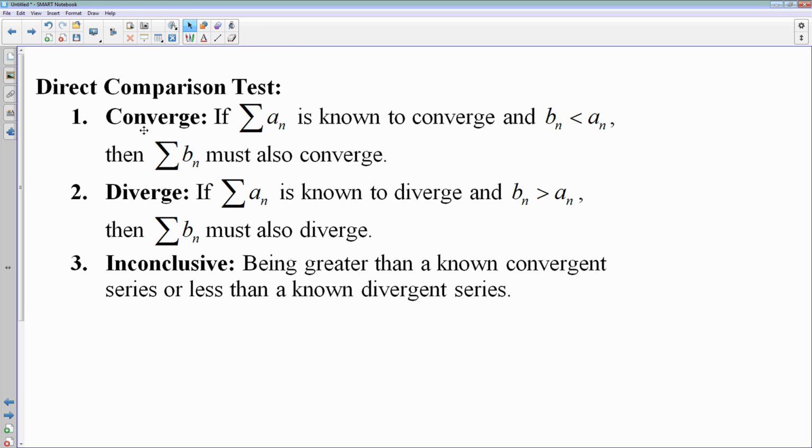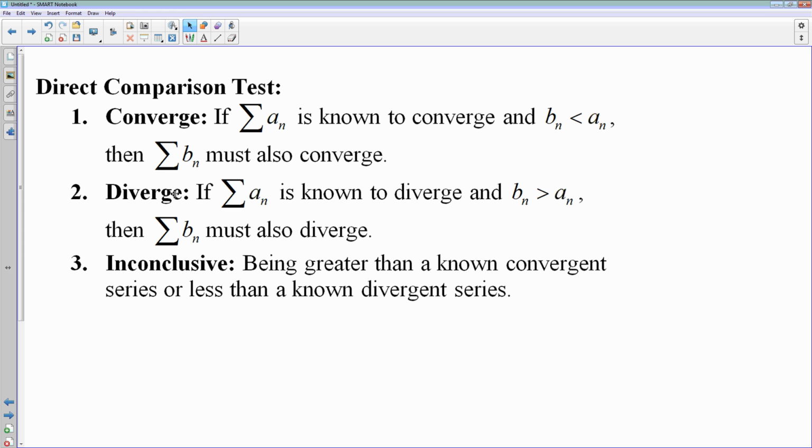What direct comparison says is that if you know one series converges, such as a p-series, p-series are very easy to determine if they converge. If you have a convergent series and you know that the terms of another series are always less than the convergent series, then the other one must also converge. So if you are less than a known convergent, then that series will converge.